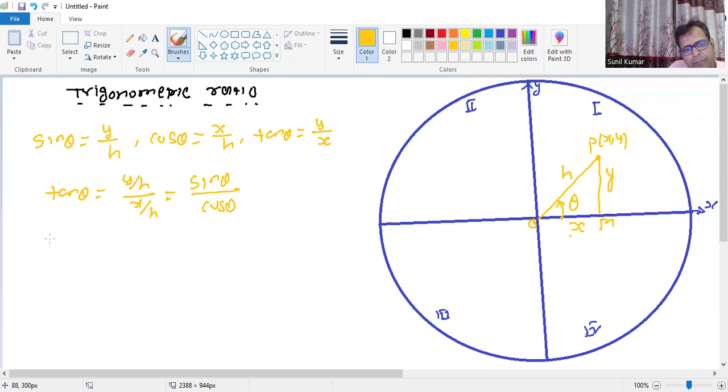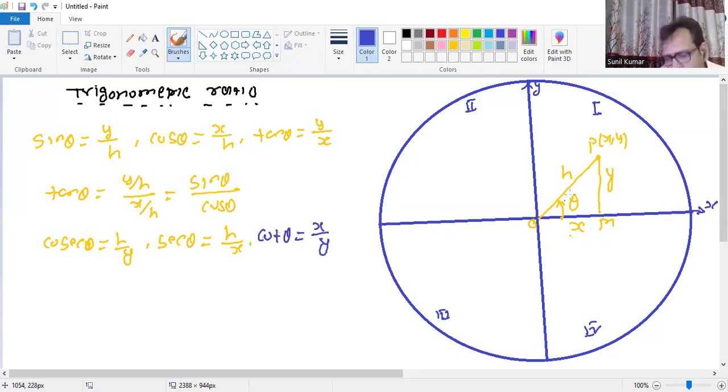So we can say cosec theta is h by y, and sec theta we also have as h by x, and cot theta we can write as x by y. So in the first quadrant all are positive here.